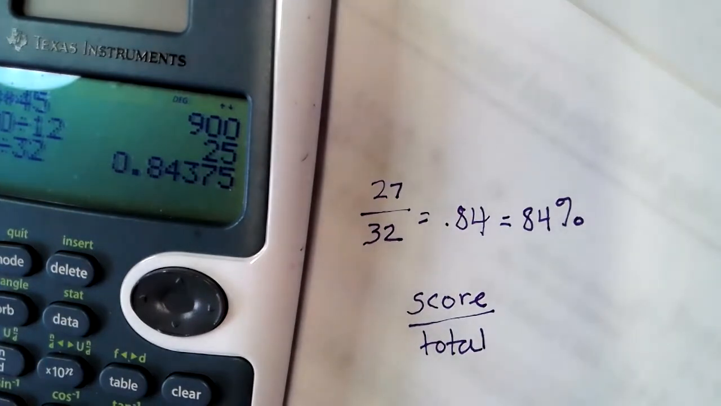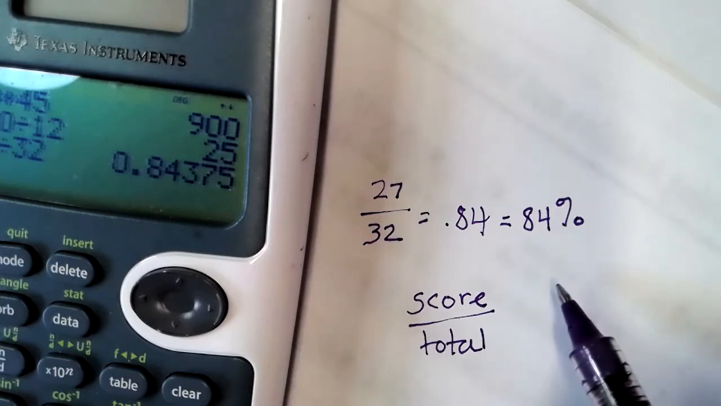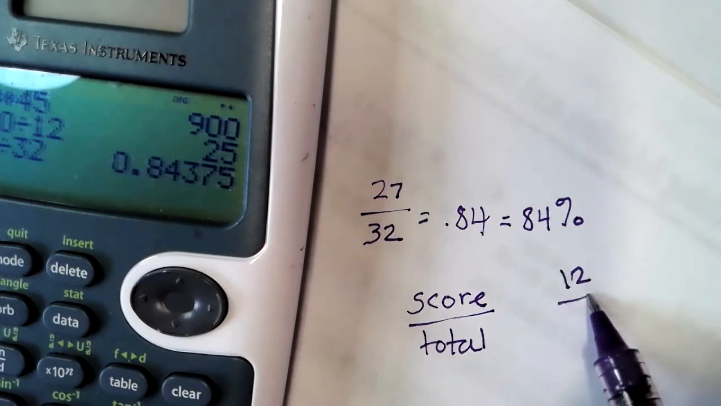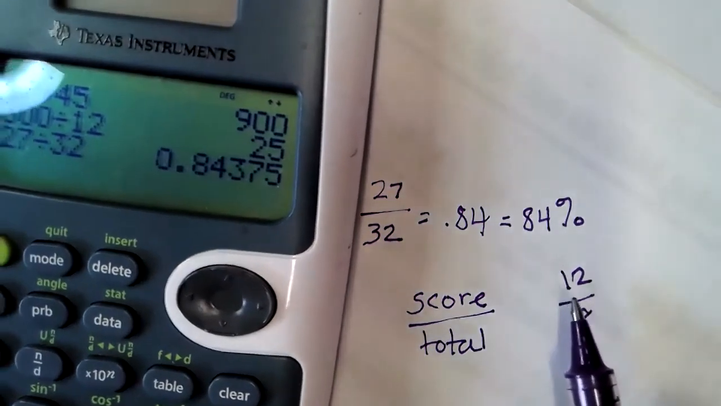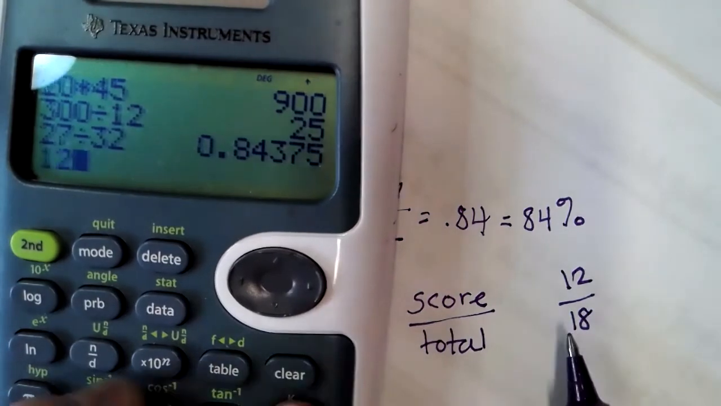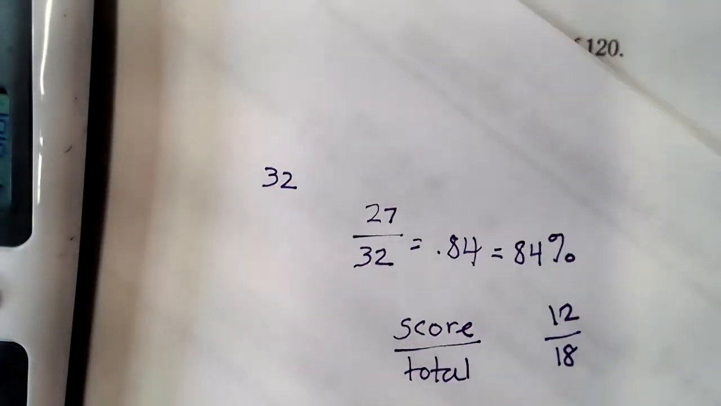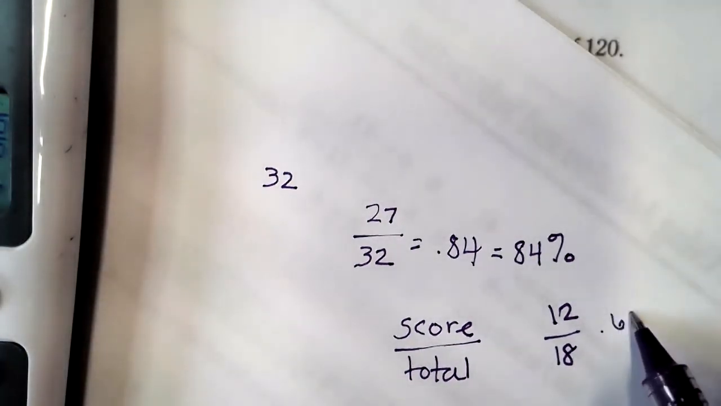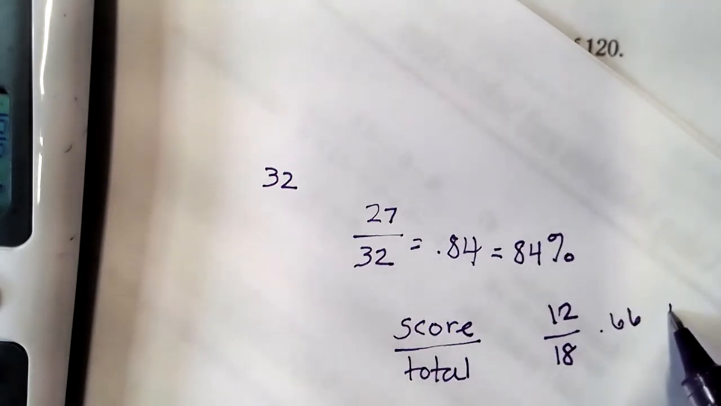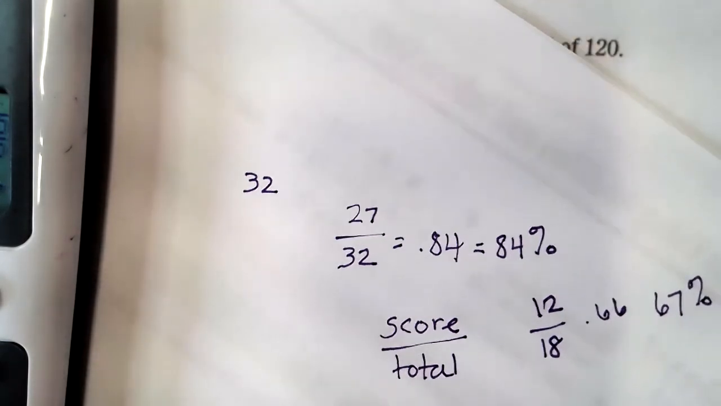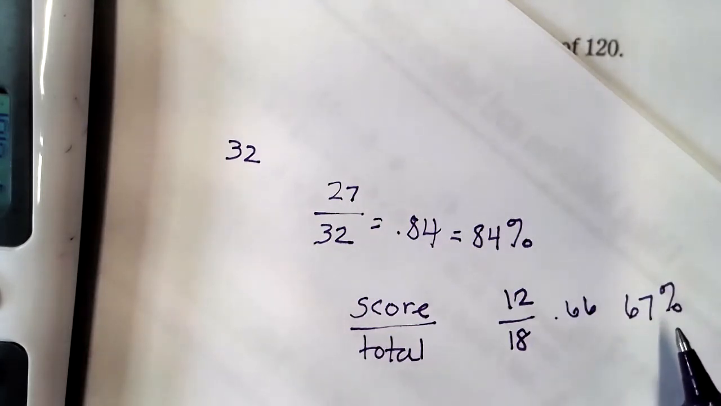Let's do one more. These ones are pretty easy. Once you get comfortable with them, then you can always check your percent. Let's say you earned 12 points and the total possible was 18. So again, you're going to do the same thing, 12 divided by 18. And that gives you 0.666, which turns into 67%. Normally you round up. So that one, you would have had 67%.